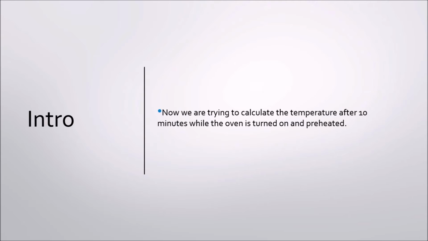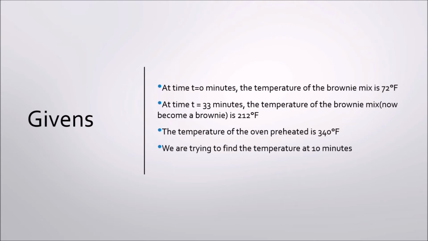We are now trying to find the temperature after 10 minutes while it is heating. This time it's not cooling down, it's heating up while it's in the oven. So the givens for this one are, at time t equals 0, the brownie mix will be at room temperature, which is 72 degrees Fahrenheit. At 33 minutes, the temperature of the brownie mix will become 212 degrees Fahrenheit, which is the start for the first question. The temperature of the preheated oven is 340 degrees Fahrenheit throughout the entire thing, so that's going to be our ambient temperature.